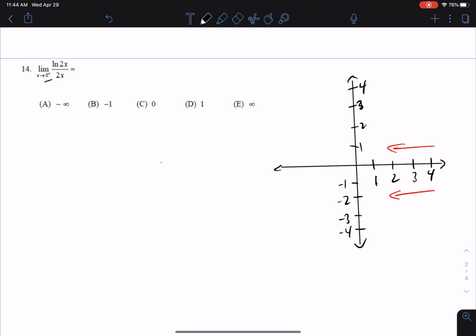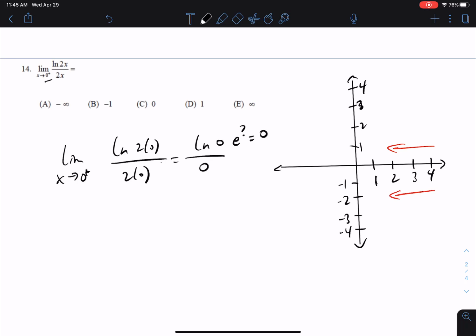So I'm going to plug in, so the limit as x approaches 0 from the plus side, I'm going to plug in 0 for the top, and I'm going to plug in 0 for the bottom. So I get the natural log of 0 over 0. Well, the natural log of 0, e to what value equals 0? That's really what the question is asking. There is no number. It doesn't exist.